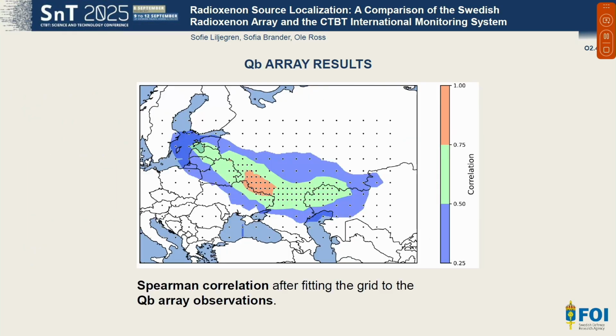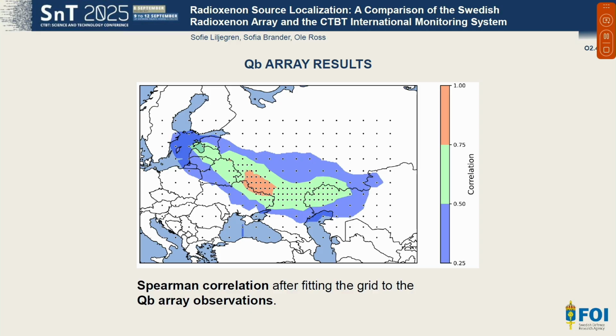So this is what such a result looks like. What is shown on this is a map. The colors represent the Spearman correlation between the grid points and the cube array observations. The red area is where we get the best correlation between the models and the observations. Green is a medium correlation. Blue is a lower correlation. And where there are no colors, basically no correlation.